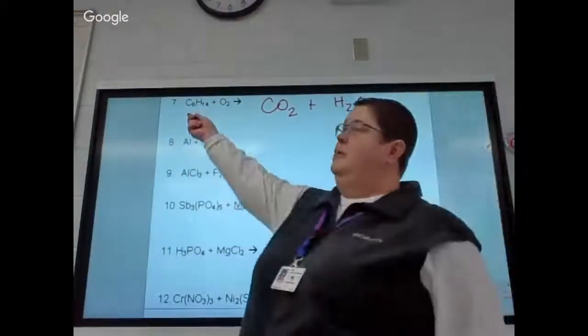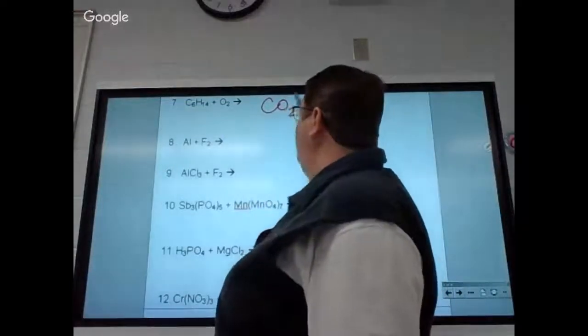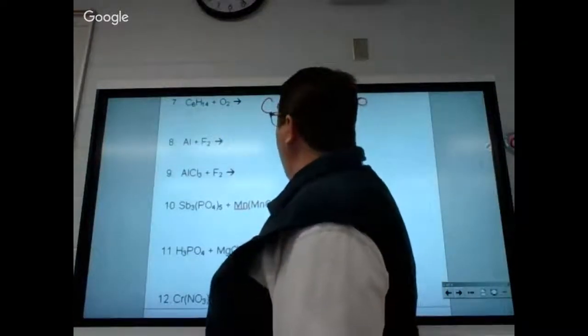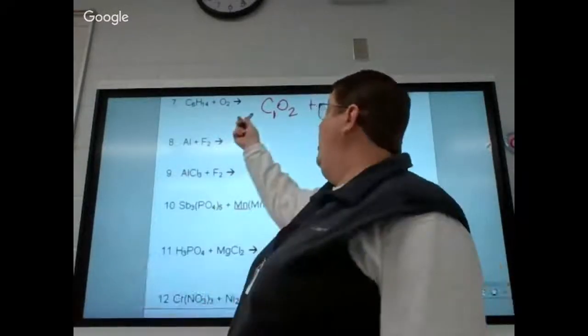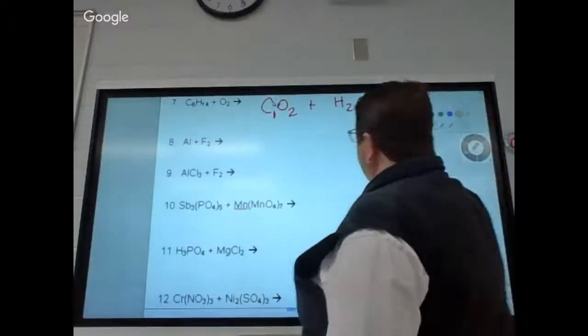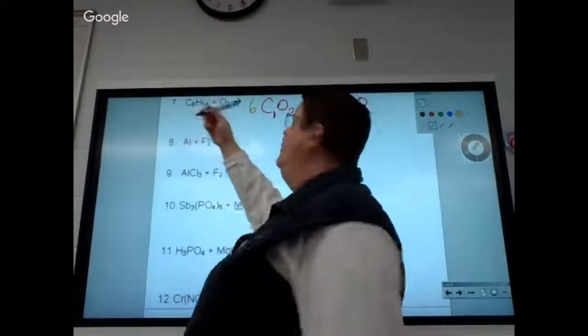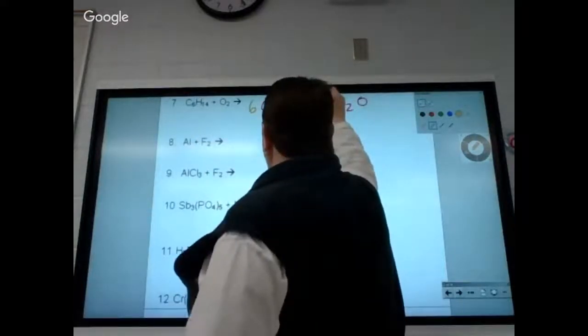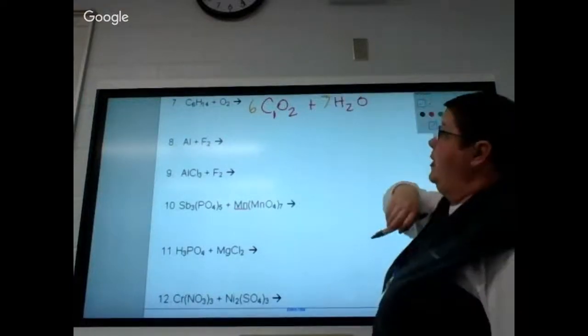Okay, how many carbons? So what are you putting here? No. That 2 only goes to the oxygen, okay? So we're going to put a 1 right there to remind you that that's a 1. So you're going to put a what there? Okay, let me change my color. All right, so we're going to put a 6 there, okay? How many H's do you have? 14. So we're going to put a what here? 7. Okay, 7. 7 times 2 makes 14.